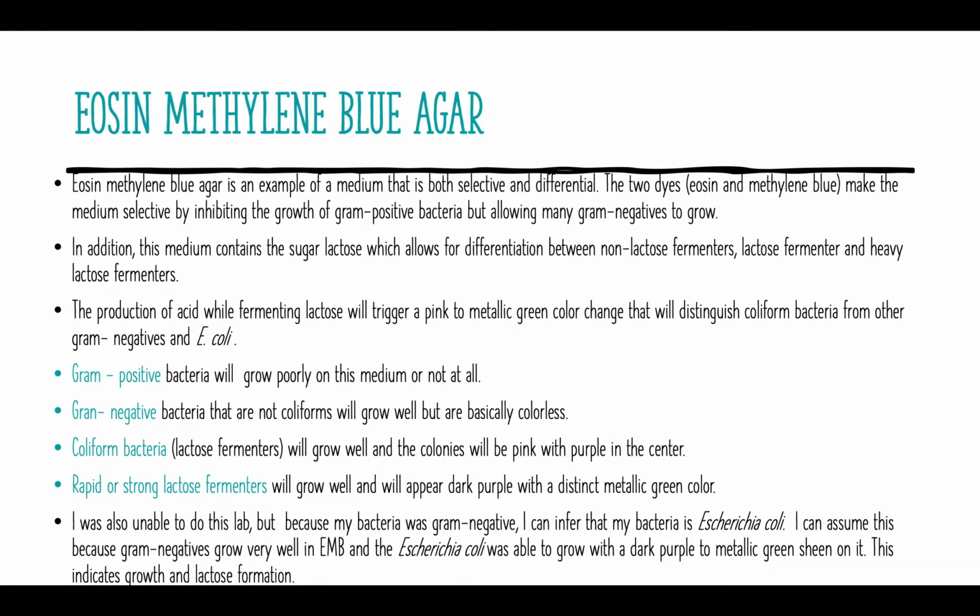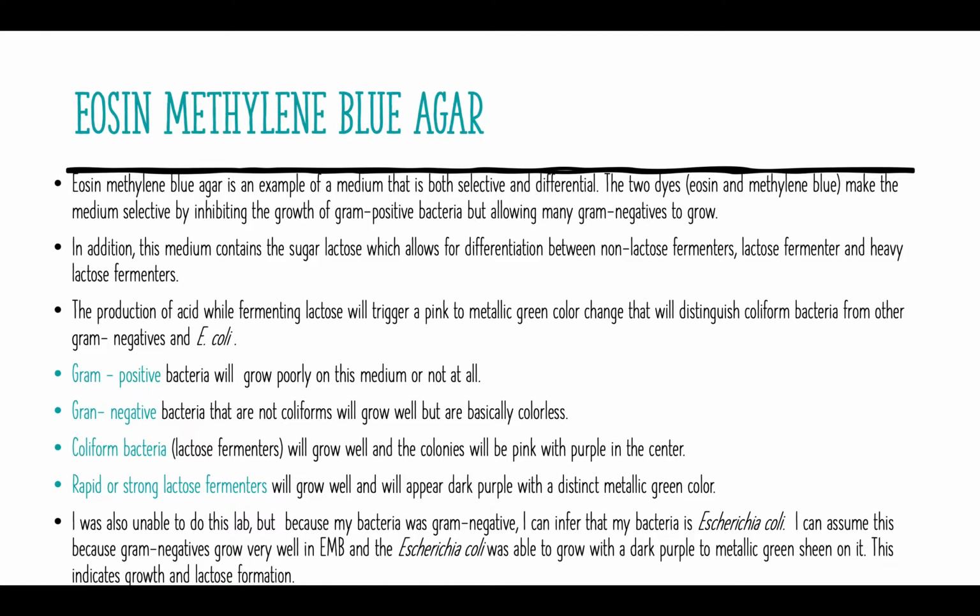fermenters. The production of acid while fermenting lactose will trigger a pink to metallic green change that will distinguish coliform bacteria from other gram-negatives and E. coli specifically. Gram-positive bacteria will grow poorly on this medium or not at all. Gram-negative bacteria that are not coliforms will grow well but are basically colorless. Coliform bacteria, which are lactose fermenters, will grow well and the colonies will be pink with purple in the center. Rapid or strong lactose fermenters will grow well and will appear dark purple with a distinct metallic green color.